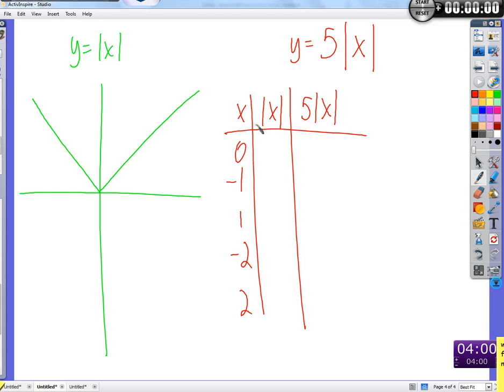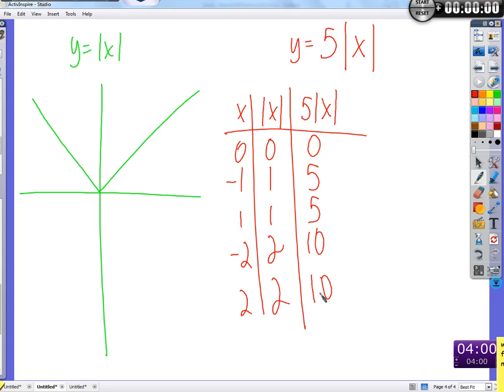So let's see, 0 goes in the absolute value, we get 0, multiply by 5, we get 0, no change there. Negative 1 goes to the absolute value, we get 1, we multiply by 5, we get 5. 1 goes in, we get 1, we multiply by 5, we get 5. Put in negative 2, you get 2, you multiply by 5, you get 10. Put in 2, you get 2, you multiply by 5, you get 10.